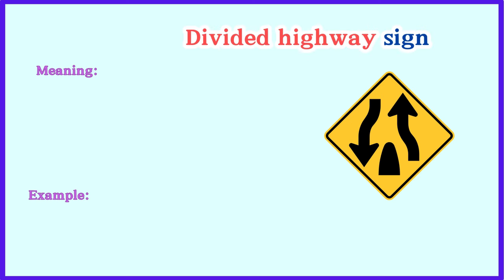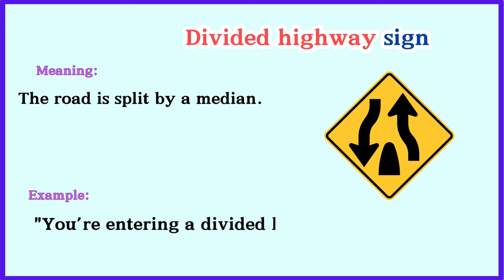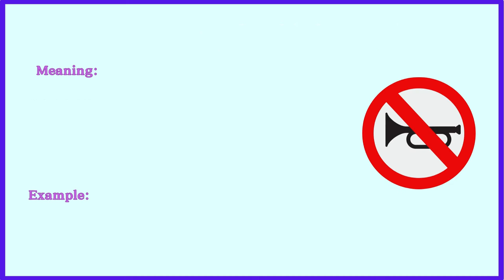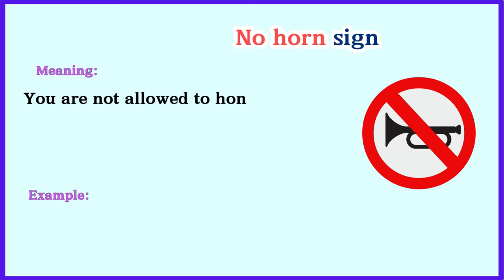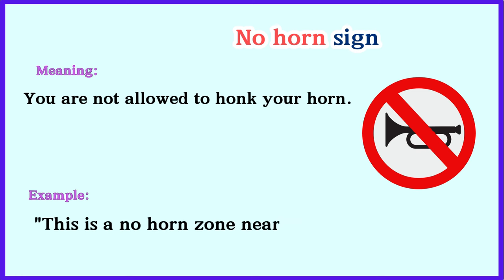Divided highway sign. Meaning, the road is split by a median. Example, you're entering a divided highway. No horn sign. Meaning, you are not allowed to honk your horn. Example, this is a no horn zone near the hospital.